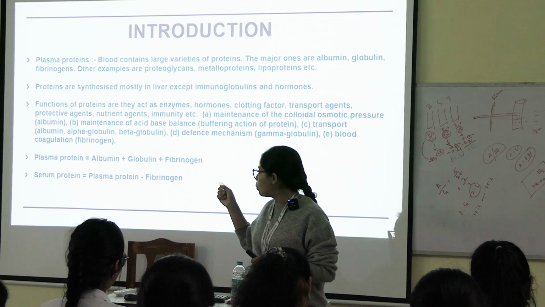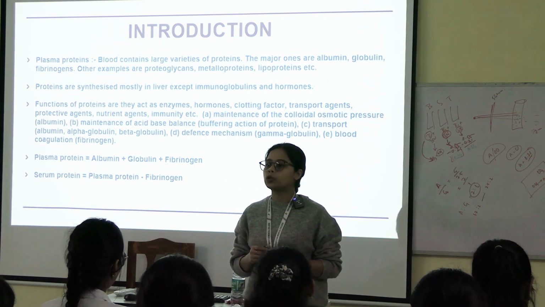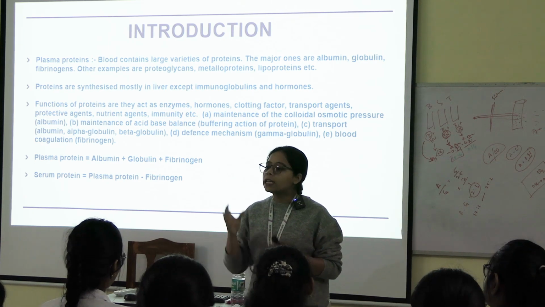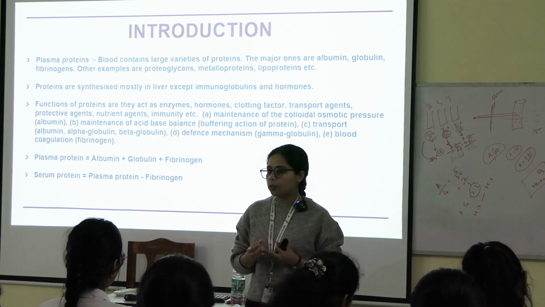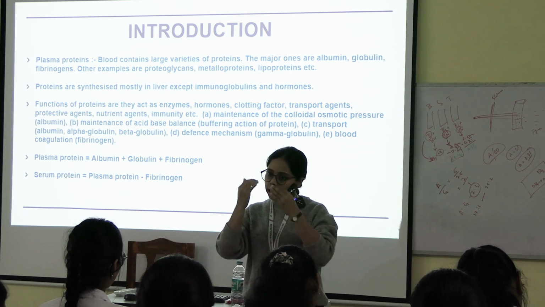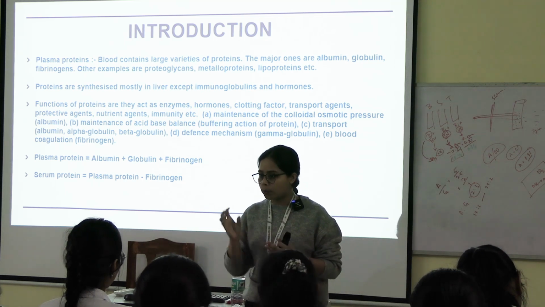Why is serum protein equal to plasma protein minus fibrinogen? Yes, because it gets clotted. Fibrinogen itself is a clotting factor, one of the 12 clotting factors. So it gets clotted and settles down when you centrifuge the blood.